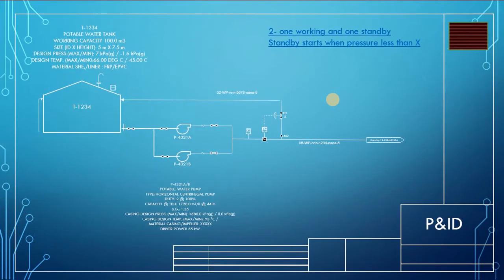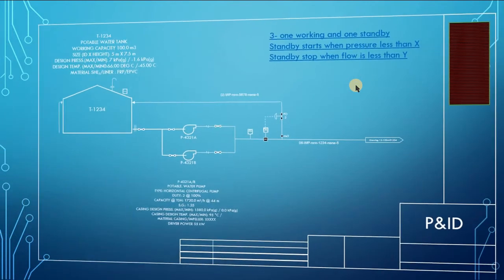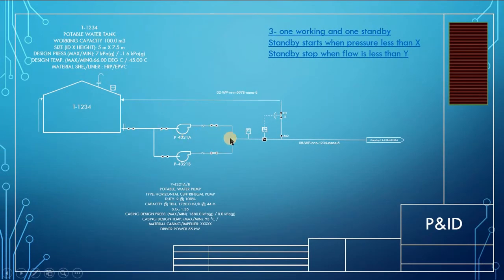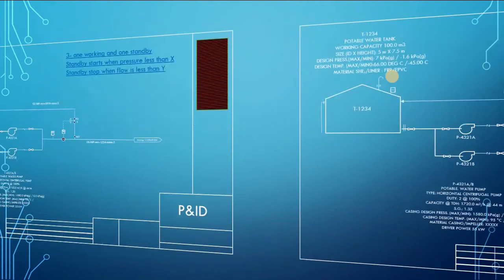Now, assuming you need to start the standby automatically if the pressure in the line goes below a certain value, you may also include one note in the PNID. If you wanted the standby, which has been started on low pressure, to stop on low flow, that means now you have a little bit more description you want to explain to the control programmer.